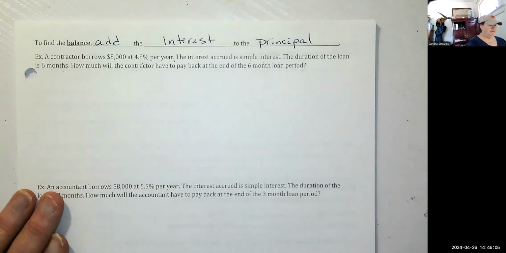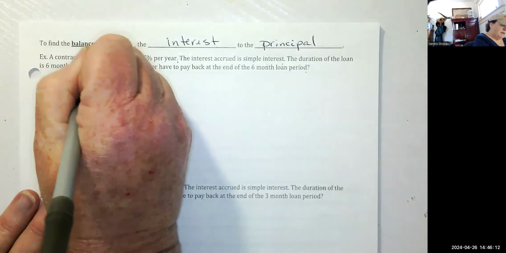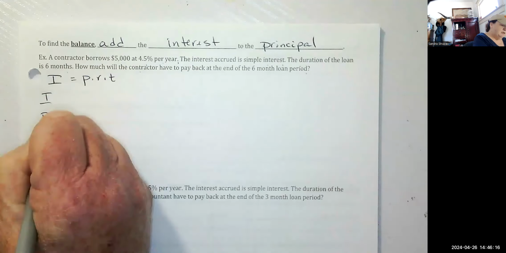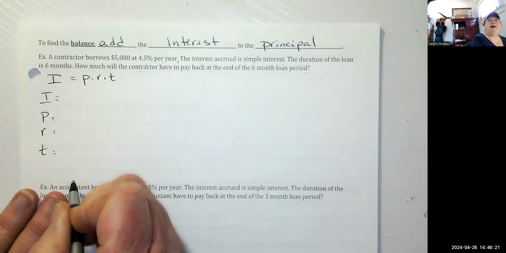Ooh, this one's a little bit different. Okay. So we're going to use the formula I equals P times R times T. I'm going to do this a little differently. I'm going to line these up because we've got a little bit of some situations happening.